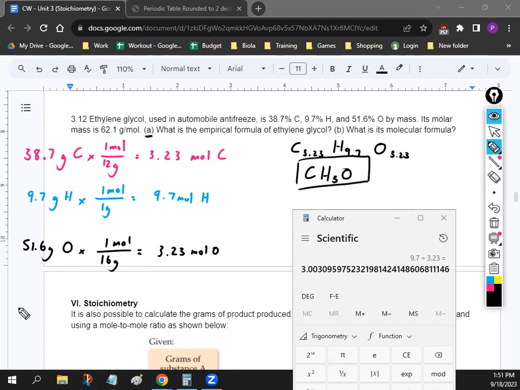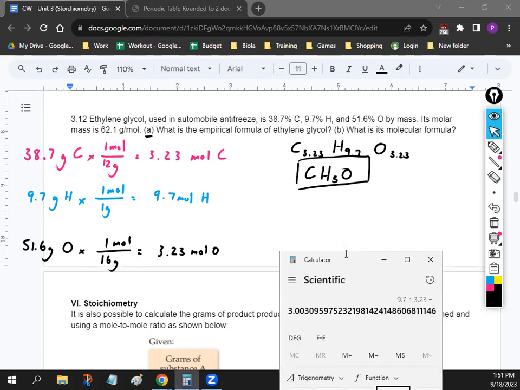So we've been practicing. Now the new thing we just learned was finding the molecular formula. It tells you right here that the molar mass is 62.1 grams per mole. Another way of talking about grams per mole is AMU, right?